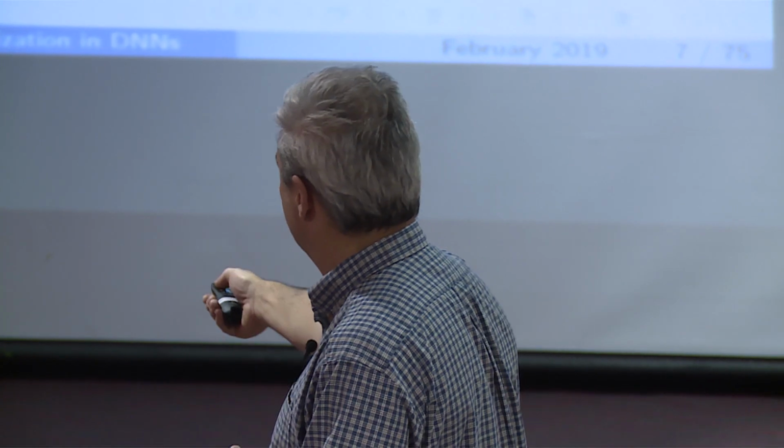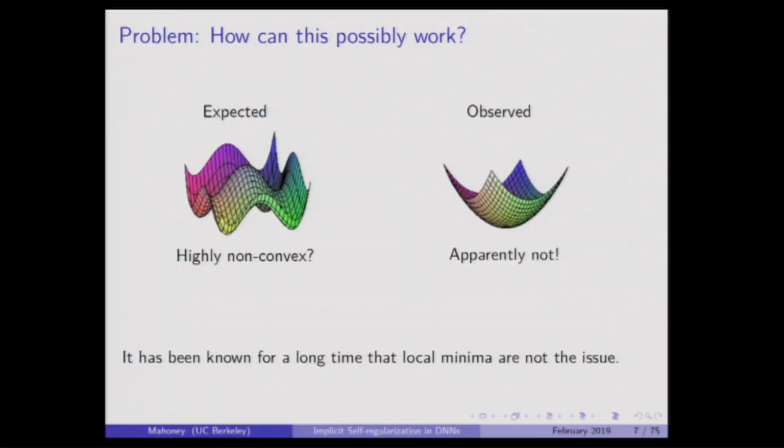As a mathematical point, is that a problem? Is this really a problem? You go to your desert island tomorrow, is this going to be a problem? And the answer is no. Practically, it's just noticed that this is never an issue. They always look like this. They're either convex or quasi-convex. Local minima are just never a problem.